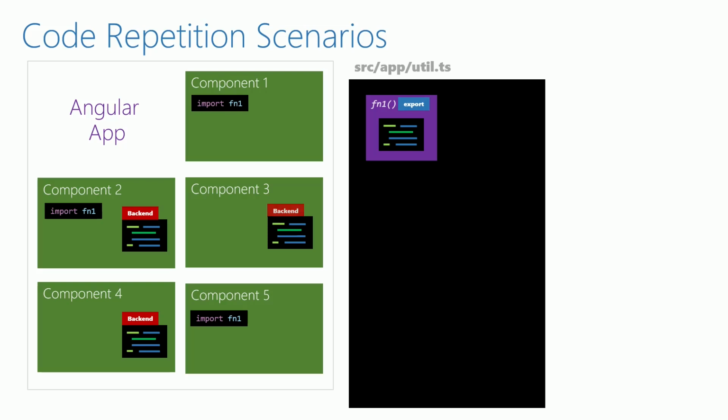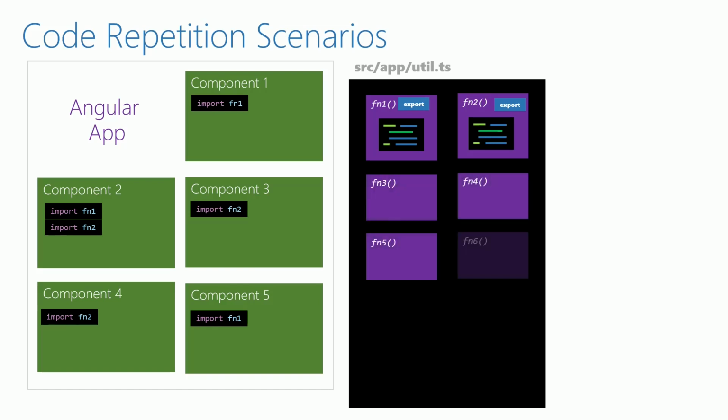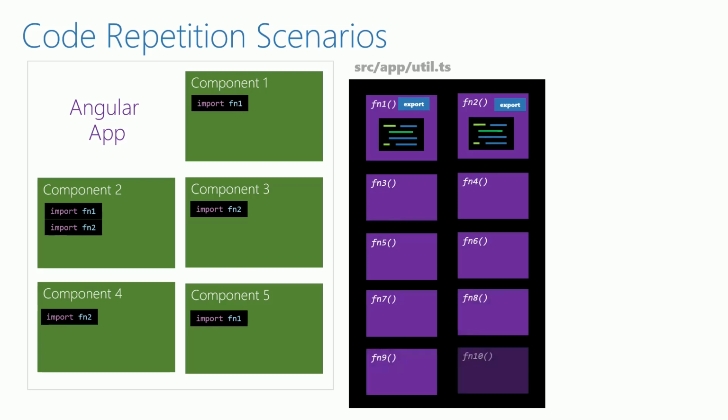Similarly, the code for the second scenario can be moved into a function in the centralized TypeScript file. This as well can be exported, then imported in the respective component classes and used. For a large application, the number of functions in this file will be of higher count, which makes it difficult to manage this TypeScript file.